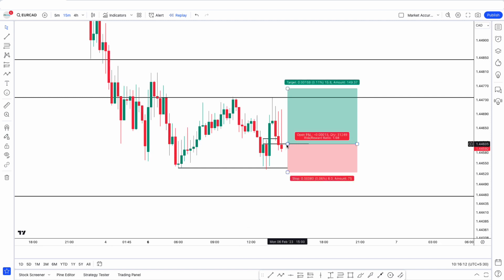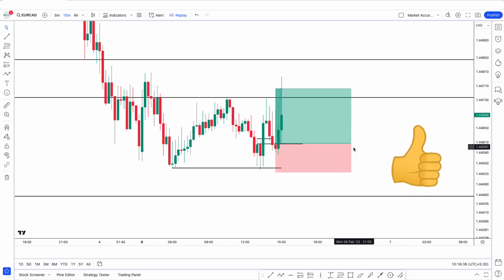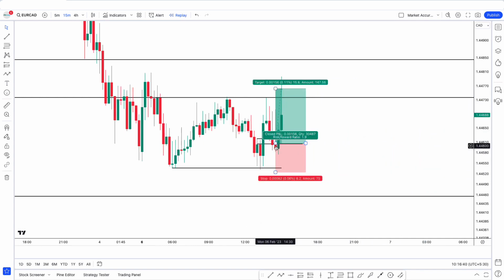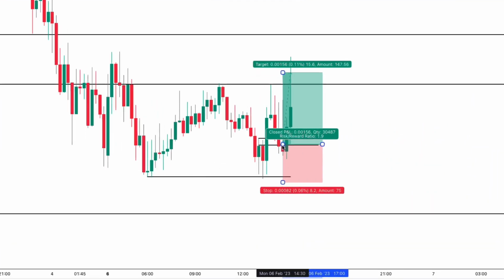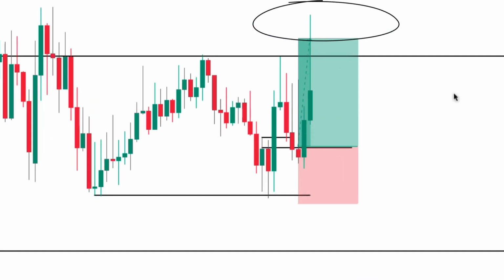We get our entry. If I play this through, you can see we hit our take profit with momentum. So essentially, price took out this high right here, and the take profit was hit. The stop loss was 8.2 pips, and our take profit was 15.6 pips, and that take profit was hit within like 30 minutes. That's it.